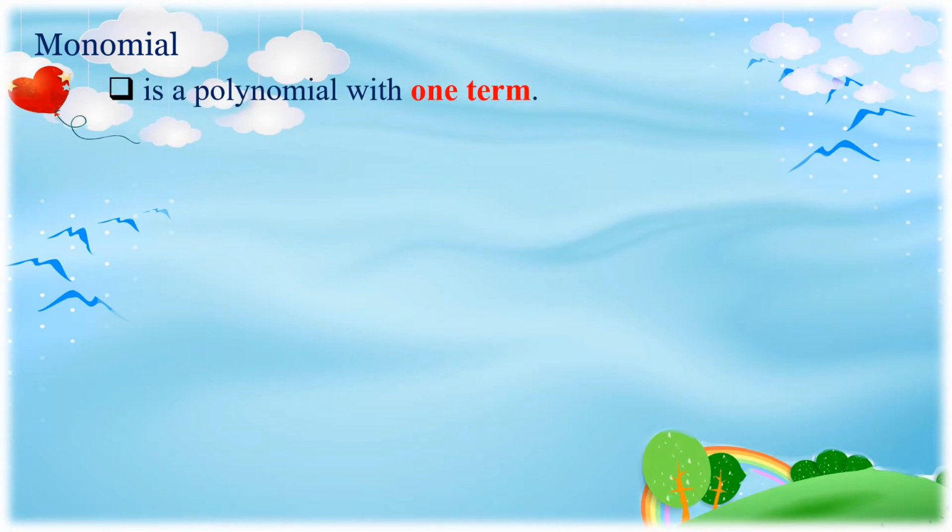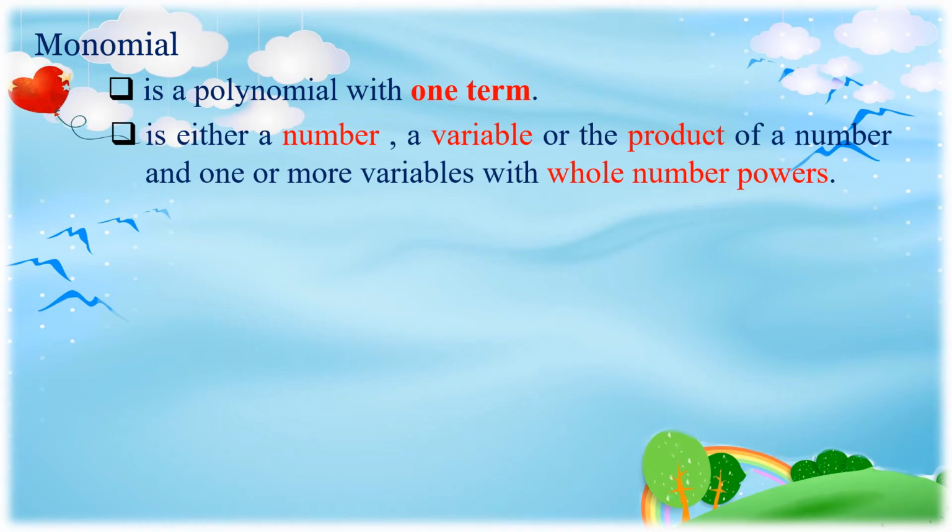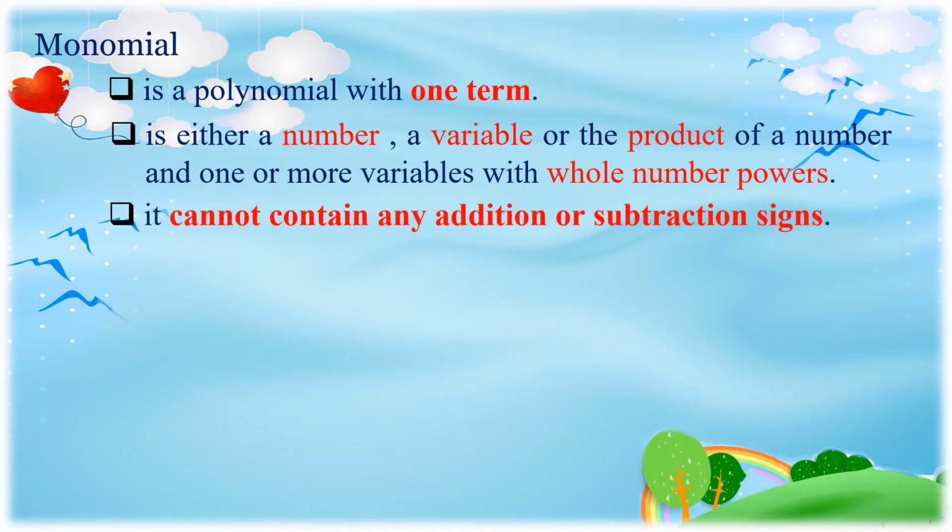Monomial. What is monomial? Monomial is a polynomial with one term. It is either a number or a variable or the product of a number and one or more variables with whole number powers. It cannot contain any addition or subtraction signs.